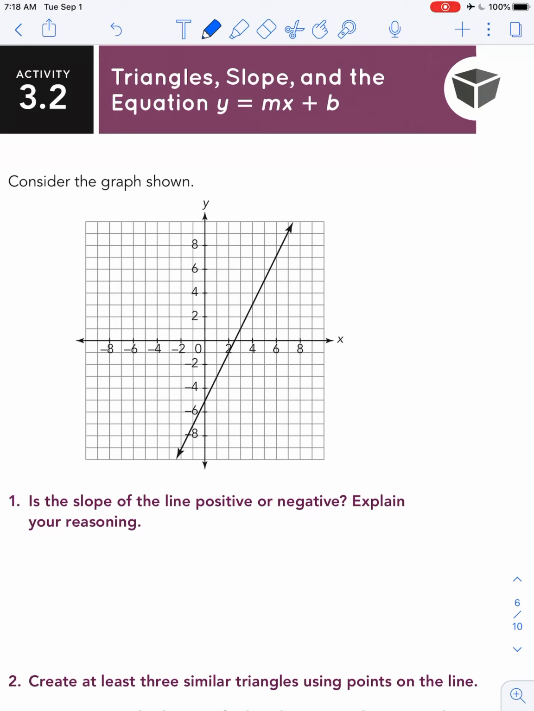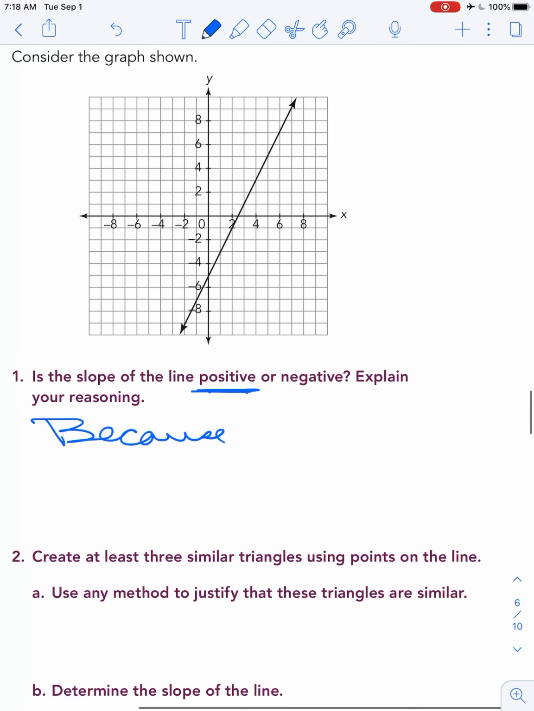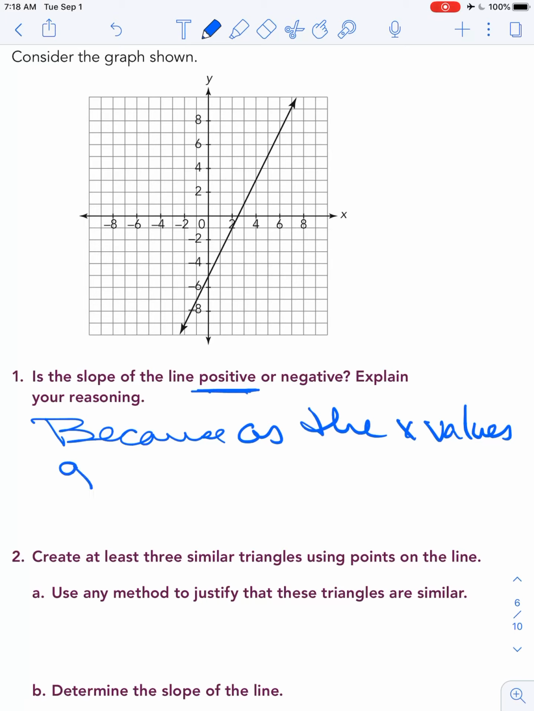So the first thing we always decide, remember, when we're talking about slope, is it positive or negative? Again, this is a positive slope because as the x values get bigger, the y values get bigger.